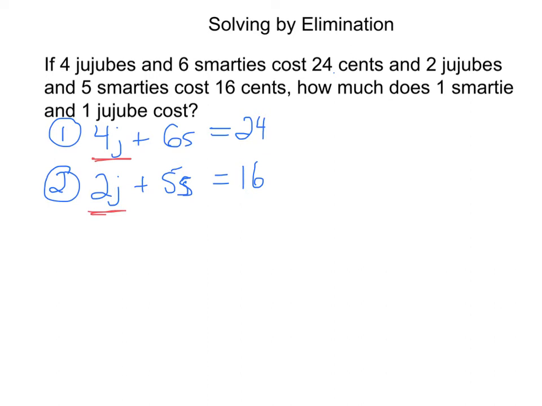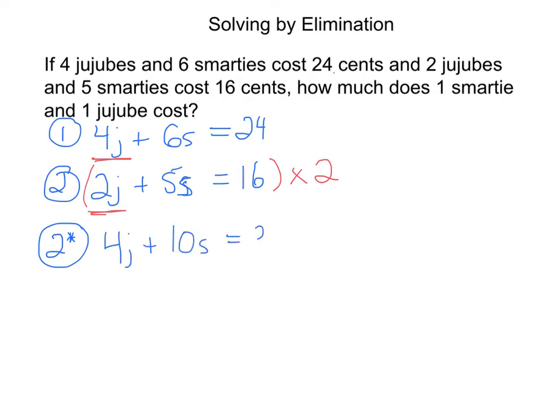I'm going to multiply equation number 2, the whole thing, by 2. And this is going to give me a new equation, which I'm going to call 2 star. If I multiply the whole thing by 2, I'm going to get 4 jujubes plus 10 Smarties, and that's going to equal 32 cents. It's still the same sort of equation, I've just multiplied by 2. Then I'm going to put back in my equation 1, which is 4 jujubes plus 6 Smarties equals 24 cents.